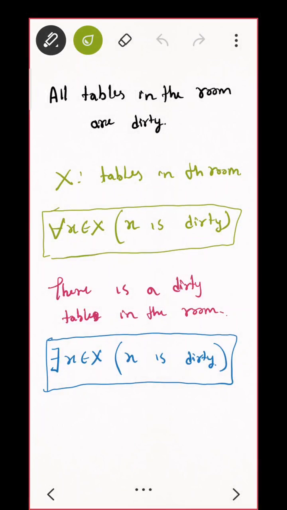Next, I gave you some examples. All tables in the room are dirty. So the first thing is you need to decide what is your set X. So what is the set X? Tables in the room, that is for all x in X, bracket open, such that x is dirty.